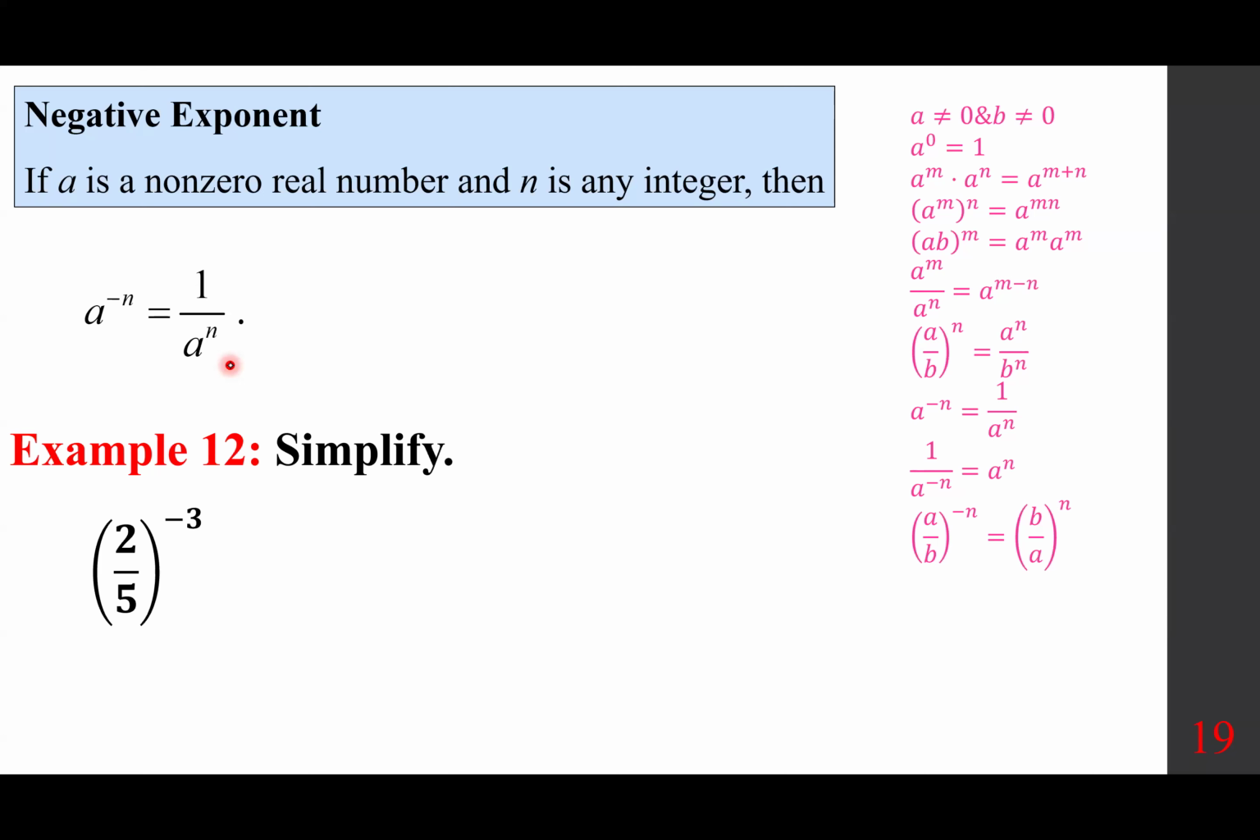So 2 over 5, or 2/5 to the power of negative 3. So we are going to use this. Flip it over. 5 halves, that means the reciprocal, to the power of positive 3. So now 5 cubed, 125, 2 cubed, 8, and that's the final answer.